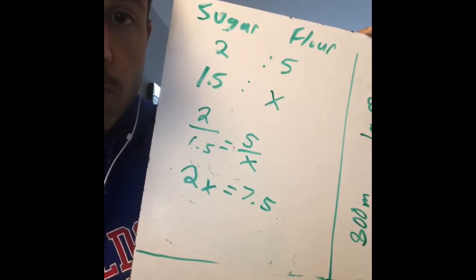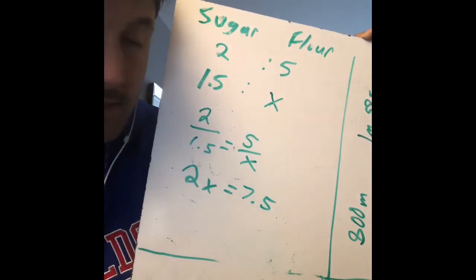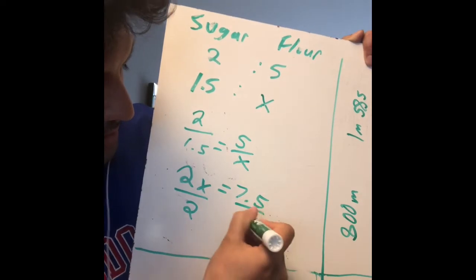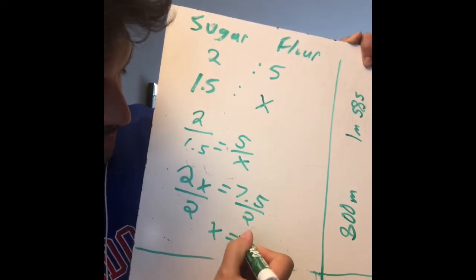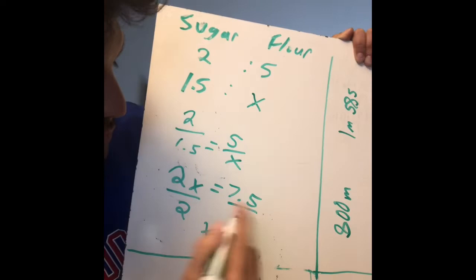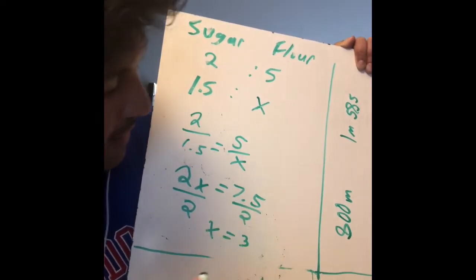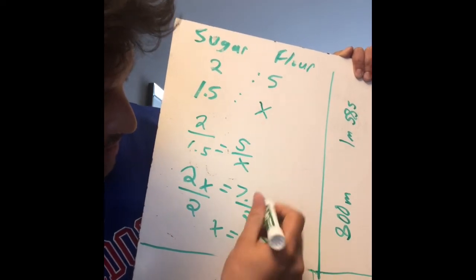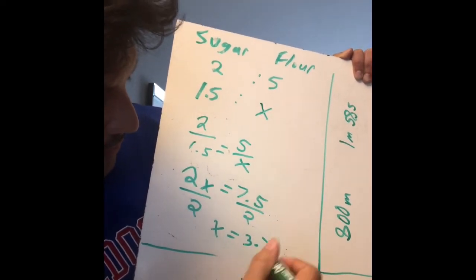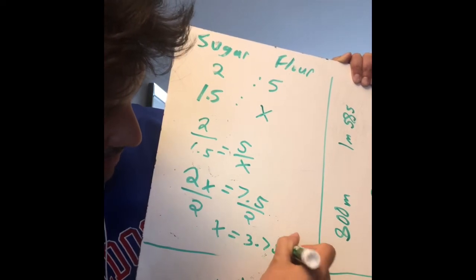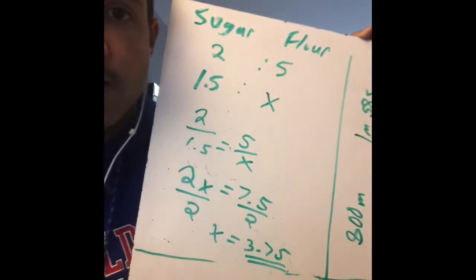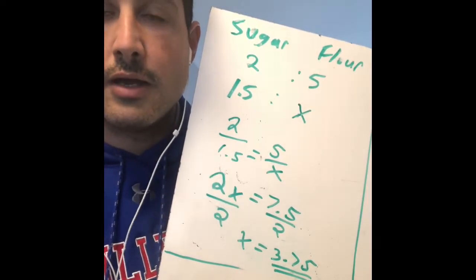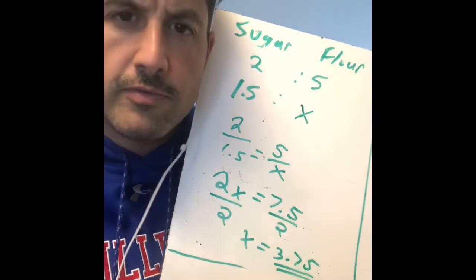At that point, what you want to do is isolate the X. It's being multiplied by 2, so you want to divide by 2 and divide by 2. X is equal to 7.5 divided by 2, which is 3.75. So 3.75 cups of flour needed for every 2 cups of sugar. Or sorry, 1.5 cups of sugar.